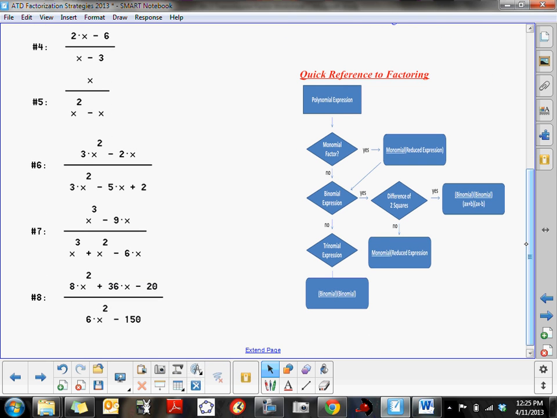Moving on to question number 7. First thing I want to do is abide by my rules of factorization. Sorry, didn't grab the right thing here.